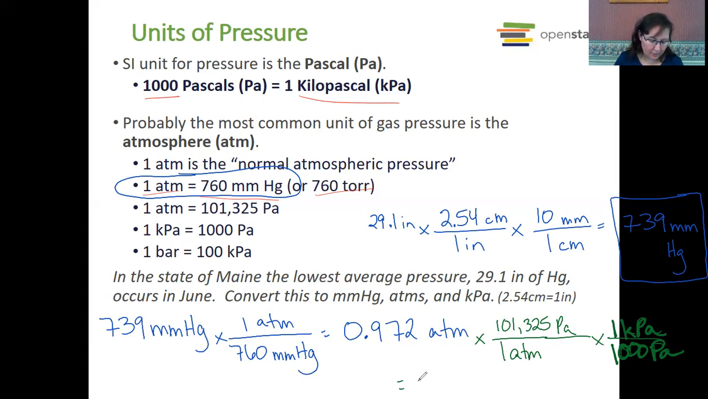Okay. 0.972 times 101,325 divided by 1,000. All right, and we end up with 98.5 kPa, kilopascals. Okay.